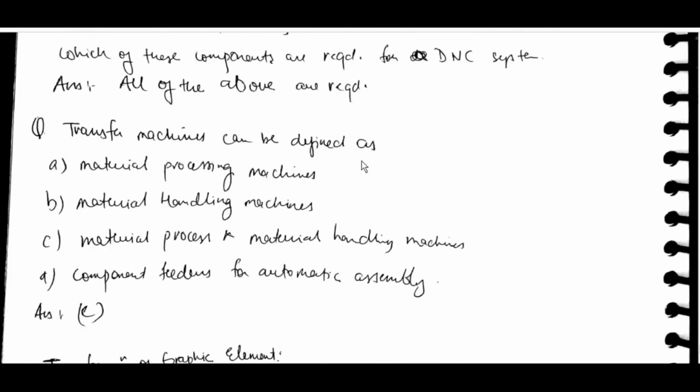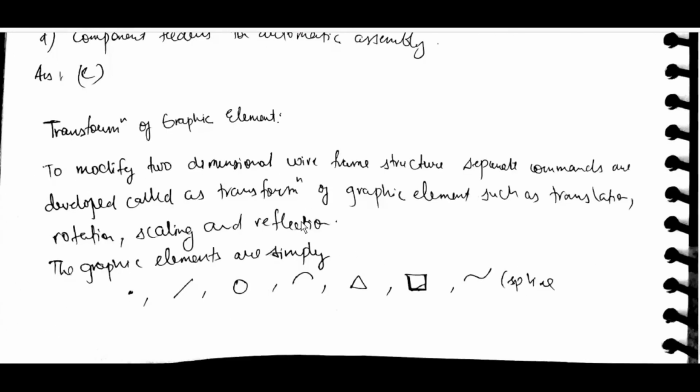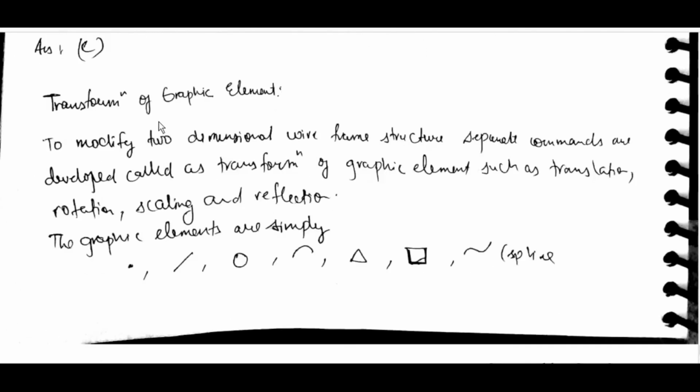Transformation can be defined as material processing and material handling machines. Transform of graphic elements modifies a two-dimensional wire frame structure. Separate commands are developed, called transforms of graphic elements, such as translation, rotation, scaling, and reflection. The graphic elements are simply these dots, lines, these lines.